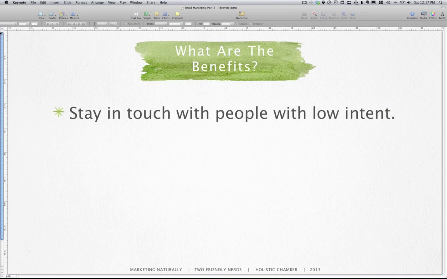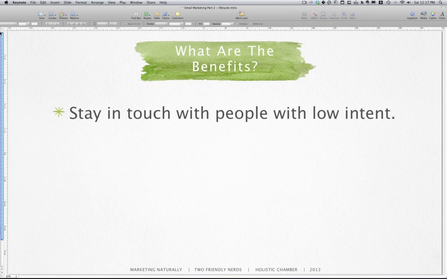And we said before that people online tend not to have that really powerful intent that you might get when someone walks into a store because they know they want to buy something. So staying in touch with people with low intent provides you with a no-risk, very low-barrier-to-entry way of keeping those people in the fold.